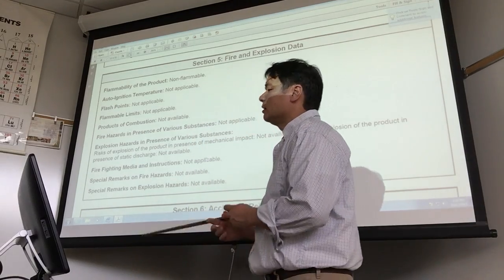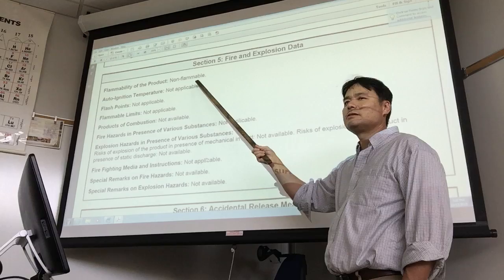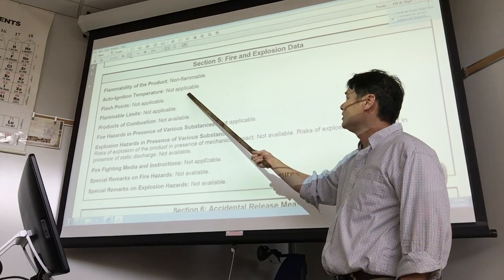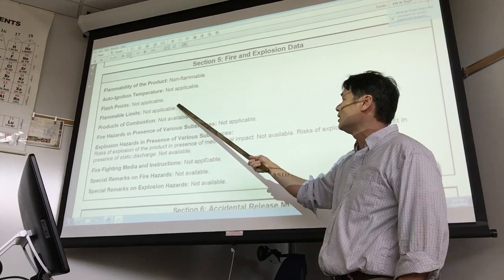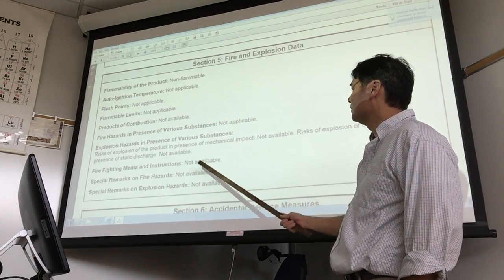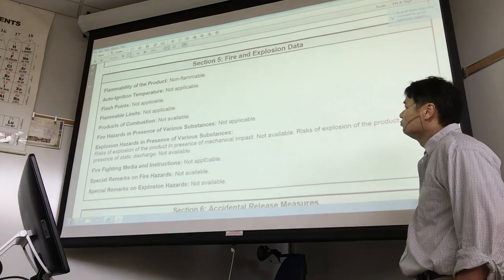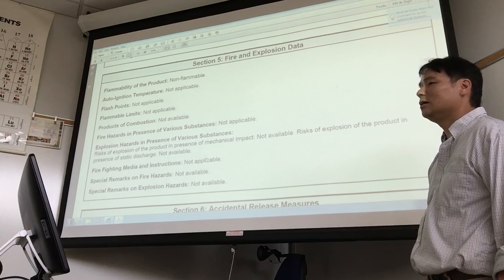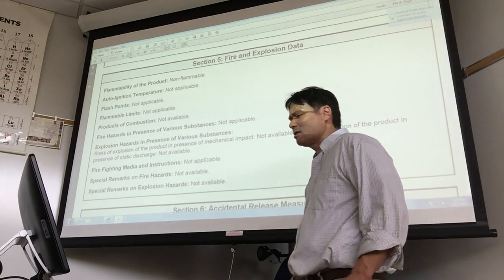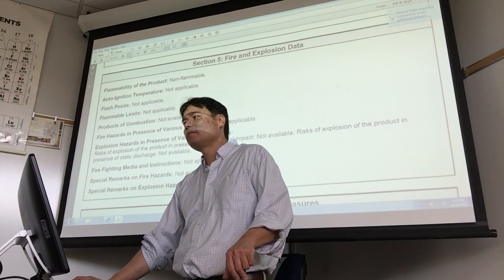Okay, let's look at fire and explosion data. Flammable? Oh, it's non-flammable. Oh, this is safe. Do we have to worry about fire? Non-flammable. Auto-ignition temperature not applicable. Flashpoint not applicable. Flammable limits not applicable. Not applicable. Not applicable. Not available. Not available. Not available. Nothing. So it looks like it's okay, huh? Mechanical impact. Explosion, it looks like it's okay, right?